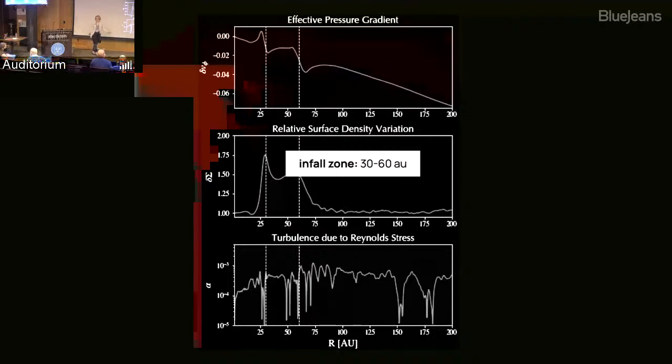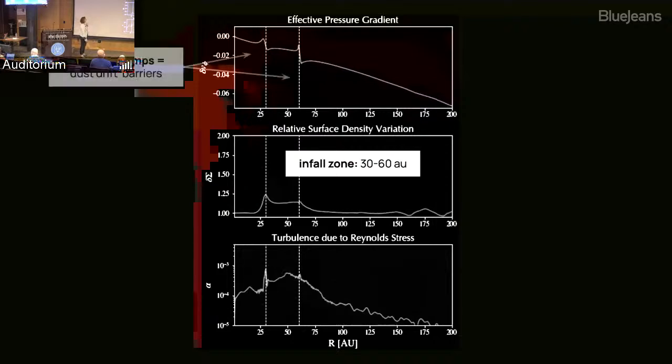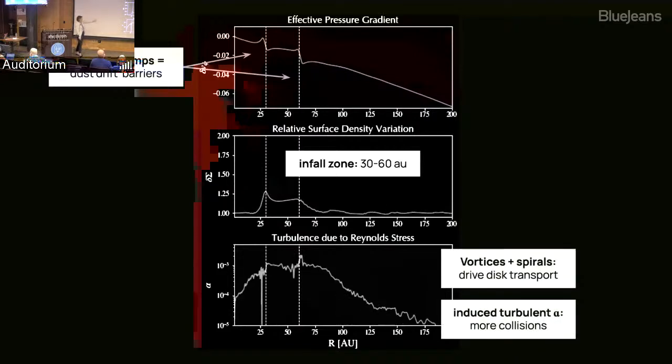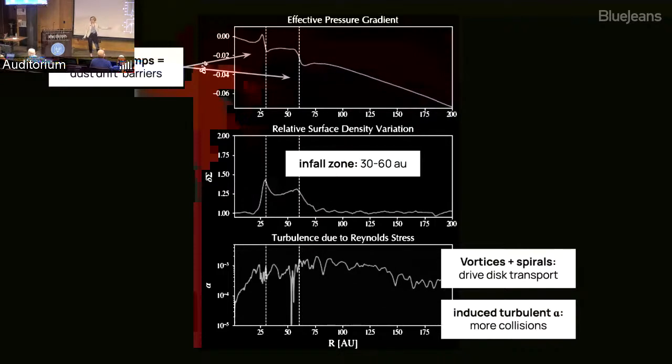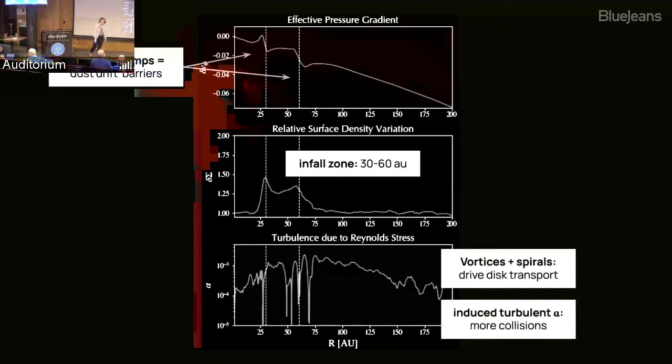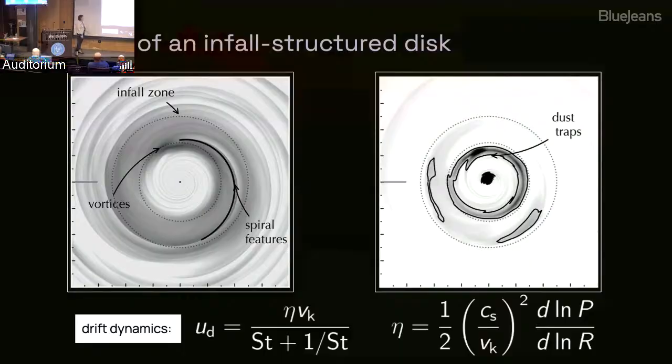Now this is getting more complicated, and here's where people say, oh no, this is so model dependent. There's so much stochasticity. And yes, I also worry about this too. I'd like to solve this problem, so if you'd like to talk to me about this later, I would love to. So you've got your dust drift barriers, you've got your vortices, your spirals, they drive your disk transport. When you increase your turbulent alpha, you might also induce more collisions, i.e. make planet formation more likely and faster. We can see we have beautiful structures and beautiful ways to trap dust due to this drift dynamic equation.